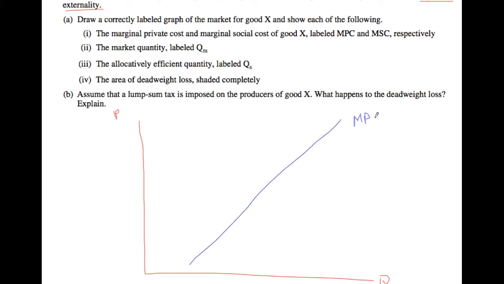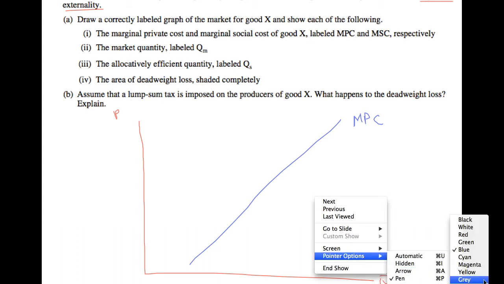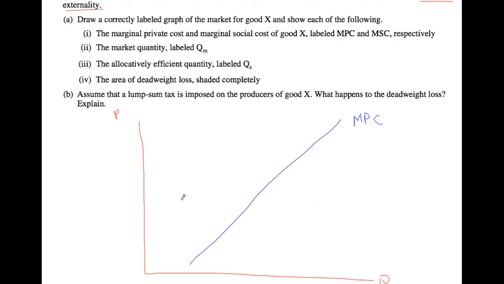So if this is my marginal private cost, I know that this negative externality is going to make that even higher as a result of things like potentially noise, if this is fireworks, or if it's just something that imposes an additional cost on society, and therefore society's cost is going to be higher than the private cost. So the marginal social cost is going to be greater than marginal private cost, and that covers part A1. So let's go ahead and move on to part 2A.